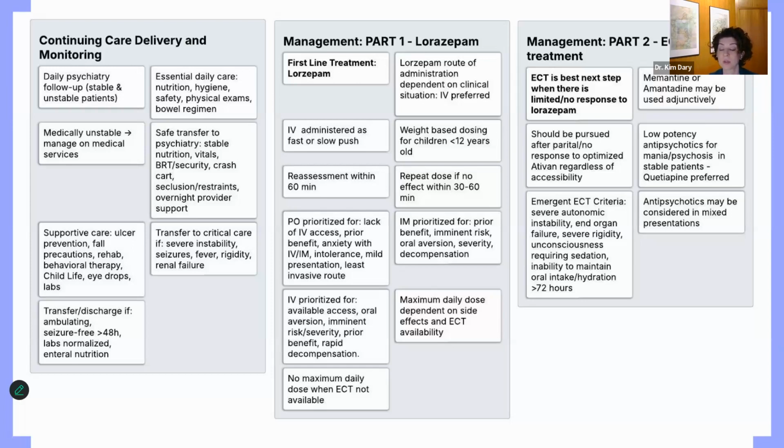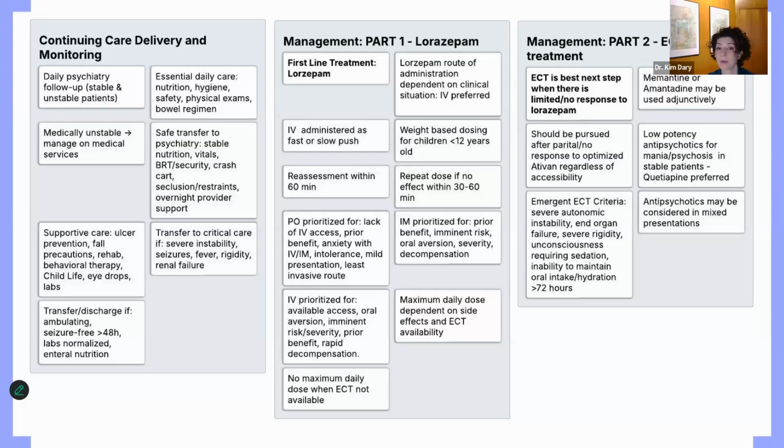In speaking with colleagues, particularly across the United States, where it's state designated whether or not children and adolescents can even have ECT, it's interesting to see that they've said there's no maximum daily dose to benzodiazepines when ECT is not available. And the maximum daily dose is dependent on side effects and ECT availability. So we will often titrate up to what would be considered high doses of benzodiazepines. But as Dr. Stolte said, there are not the side effects of sedation, but rather improvement in the catatonic symptoms.